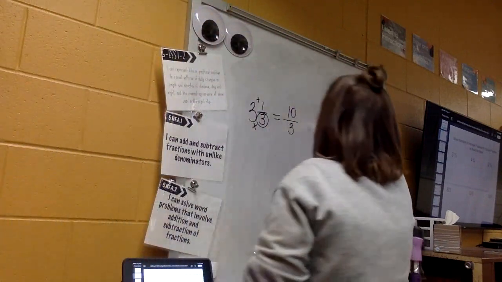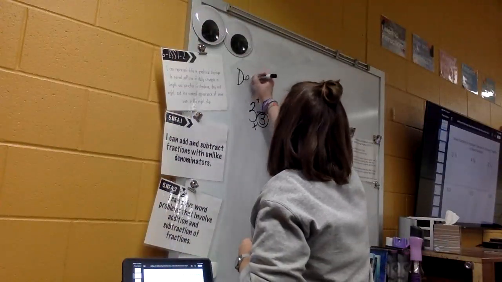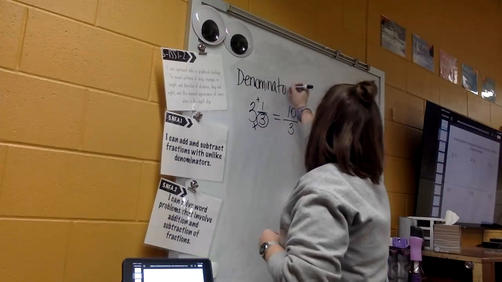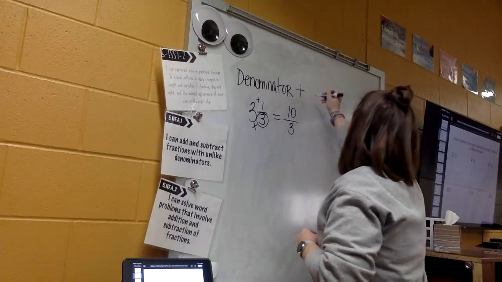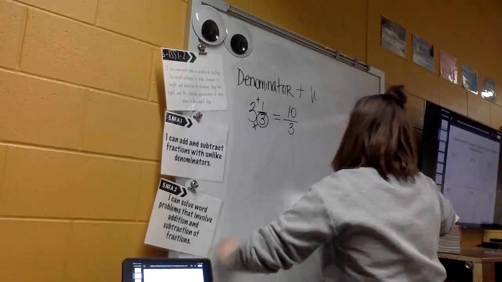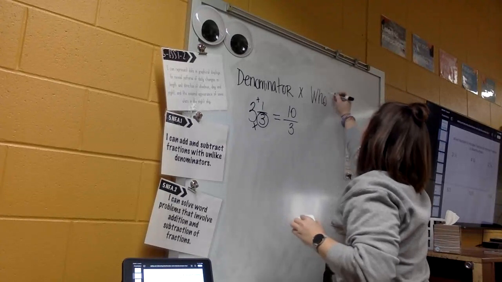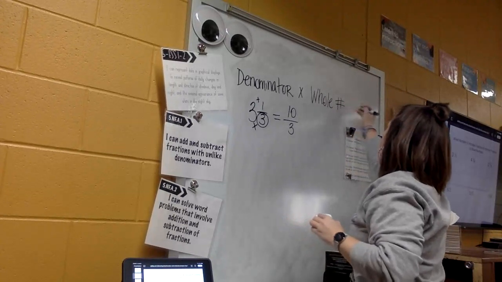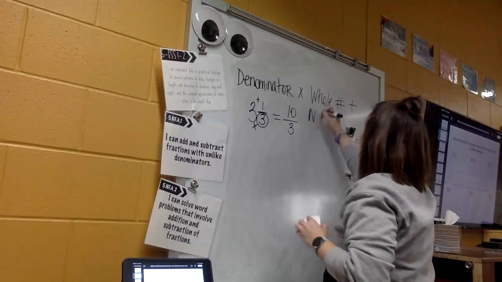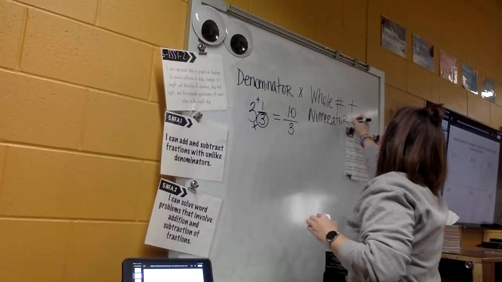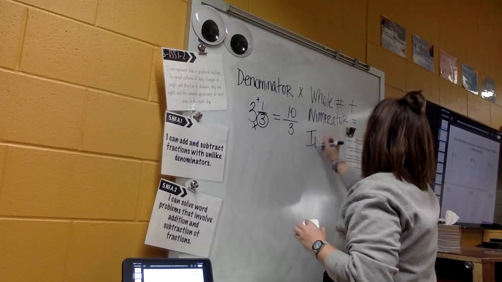So denominator times your whole number plus your numerator. Okay, so we're going to write that down so we know. Denominator times your whole number plus your numerator gives you an improper fraction.